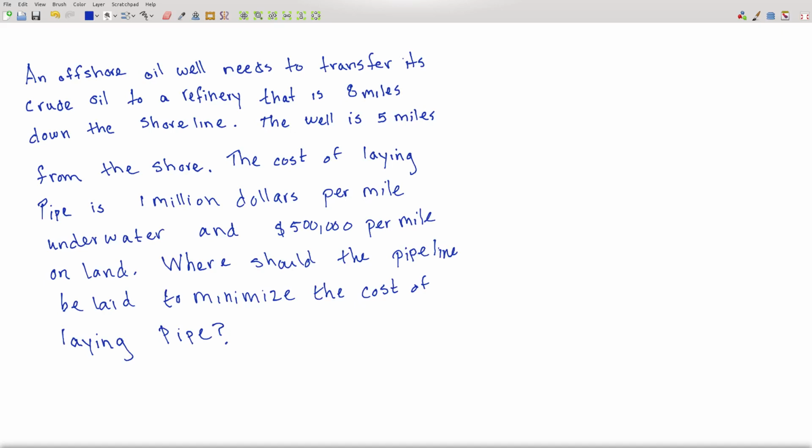In this video, we're looking at an example of optimization. The problem is an offshore oil well needs to transfer its crude oil to a refinery that is 8 miles down the shoreline. The well is 5 miles from the shore. The cost of laying pipe is $1 million per mile underwater and $500,000 per mile on land. Where should the pipeline be laid to minimize the cost of laying the pipe?